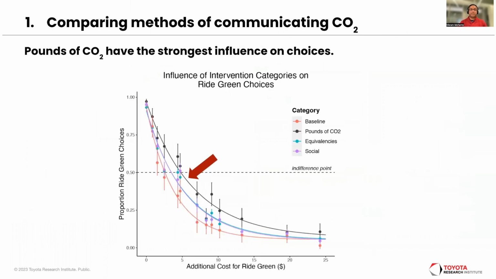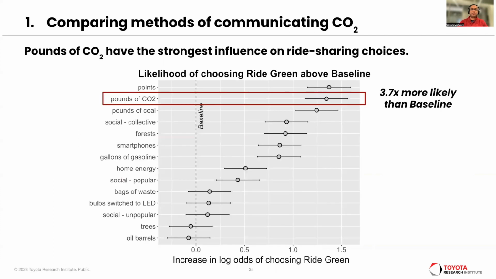So what did we find? We found that all interventions worked. All interventions improved upon the baseline. People were willing to pay more for the green option. But pounds of CO2 had the strongest influence on consumer choices. Almost all interventions increased the likelihood of choosing the green option over the baseline. And with pounds of CO2, people were 3.7 times more likely to pick a green ride over the baseline.